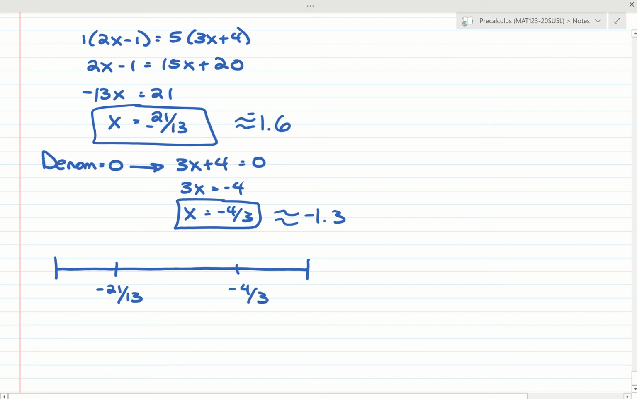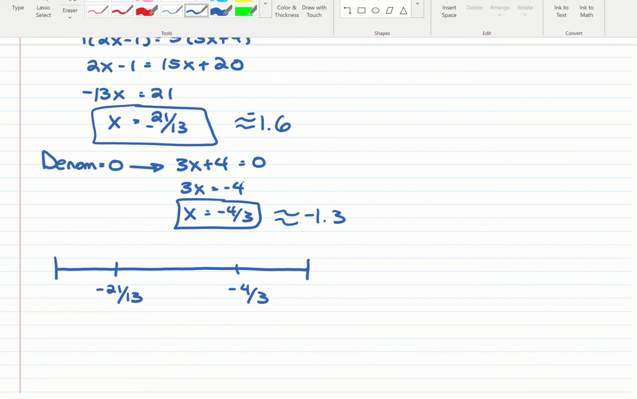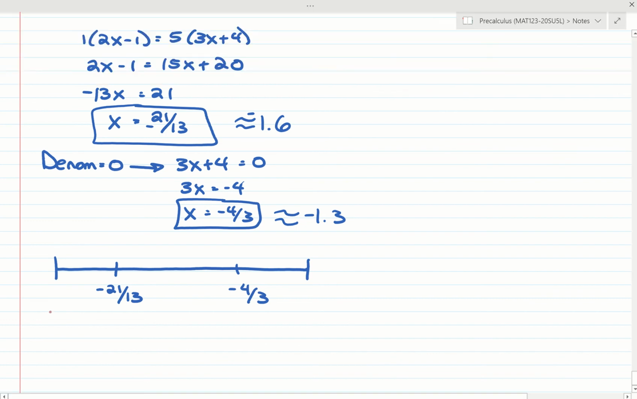So if we were to pick a number less than negative 1.6, we could use negative 2. Between negative 1.6 and negative 1.3, let's use negative 1.4. And then greater than negative 4/3, we could just use 0. So what I'm going to do is plug them into (2x - 1)/(3x + 4) and see if that answer is less than 5.